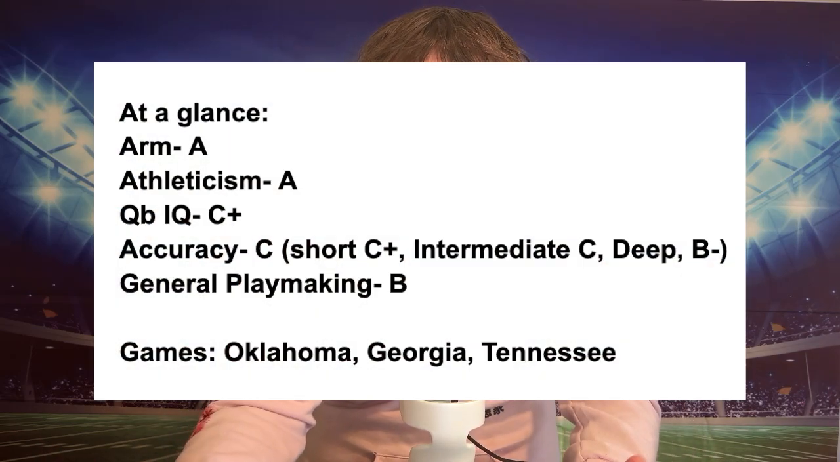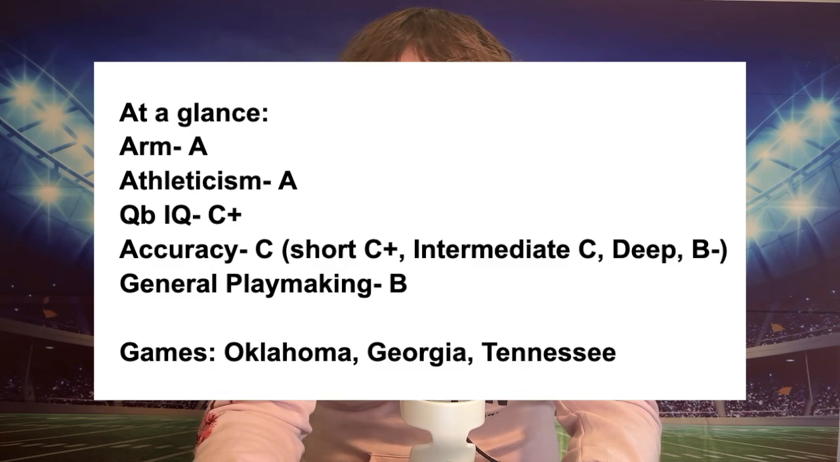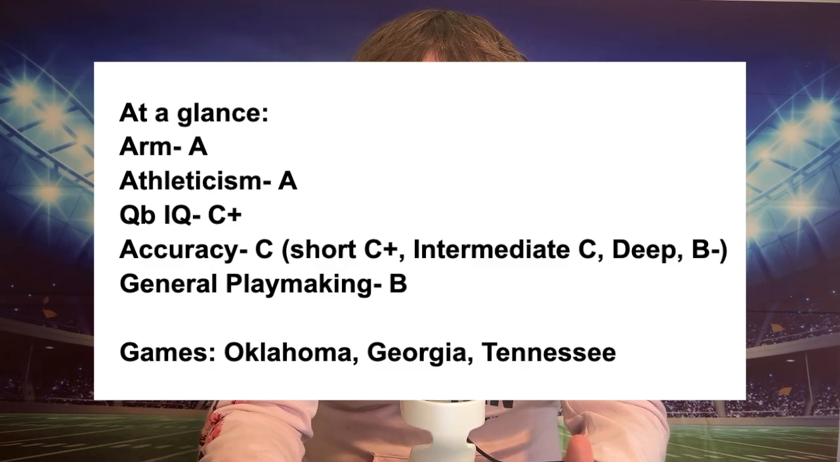And then also I watched the entire college football season, as many games as I could watch while it was happening, just because I'm a college football fan. At a glance for Jalen Milroe, he actually has an arm at an A because he's got a pretty powerful arm and he's got some releases. And I saw him throw with some touch, but more than anything, that A is for his throwing power.